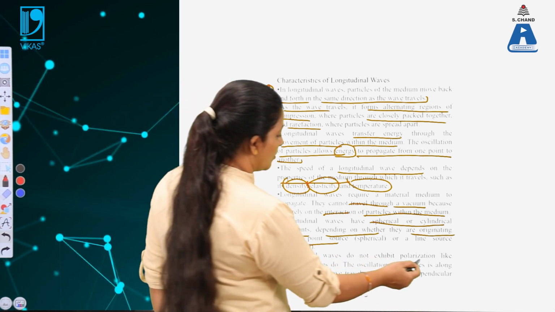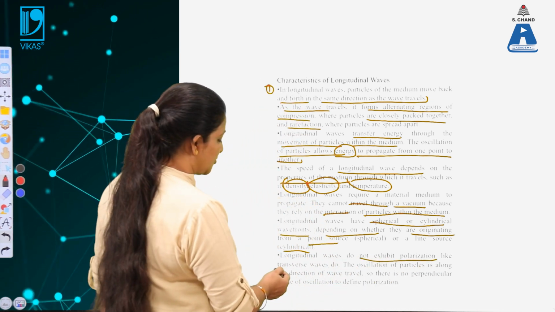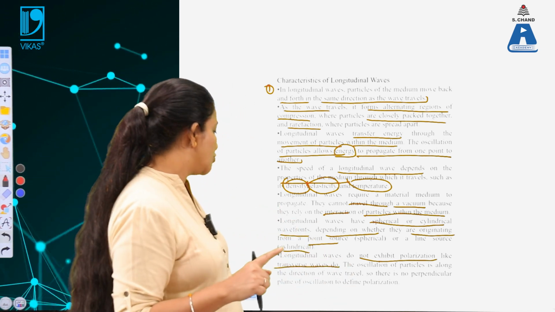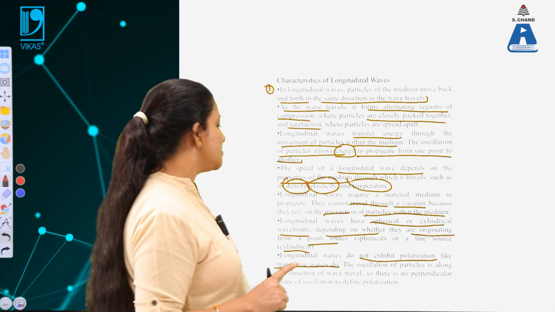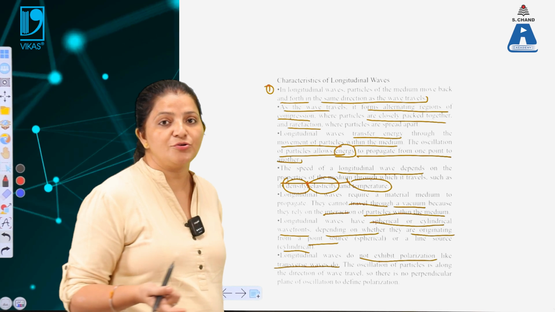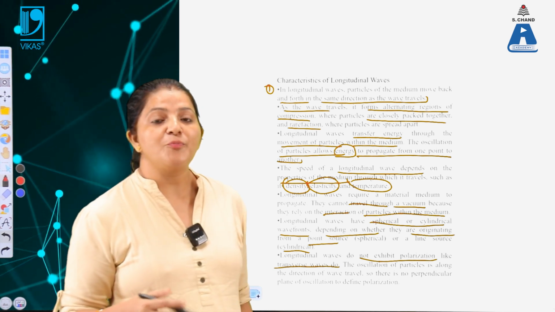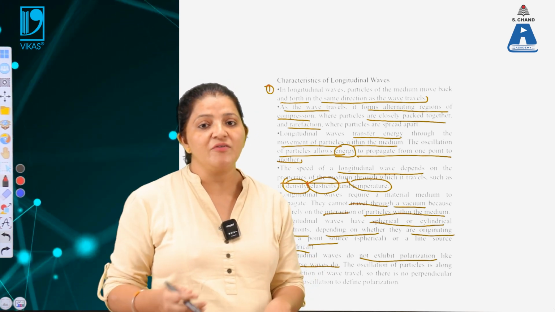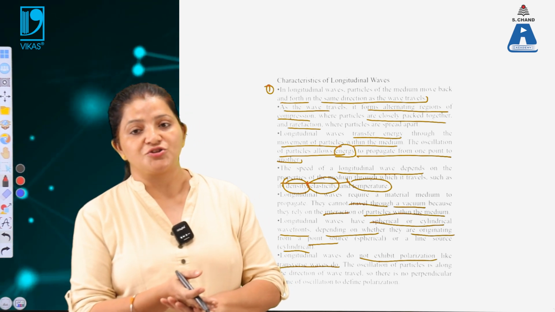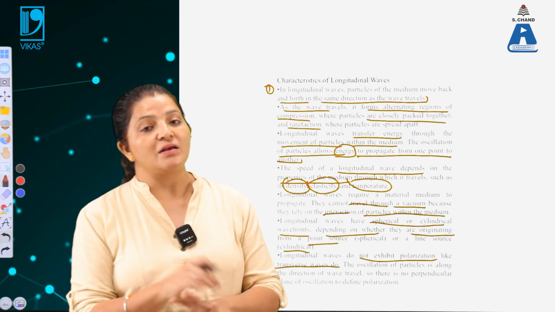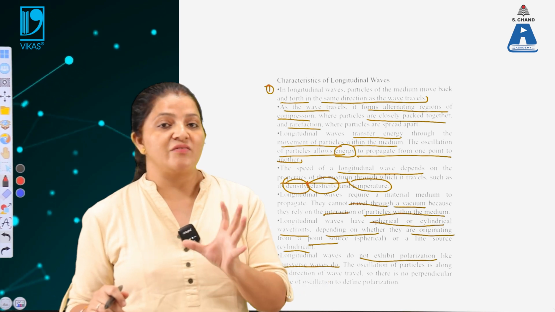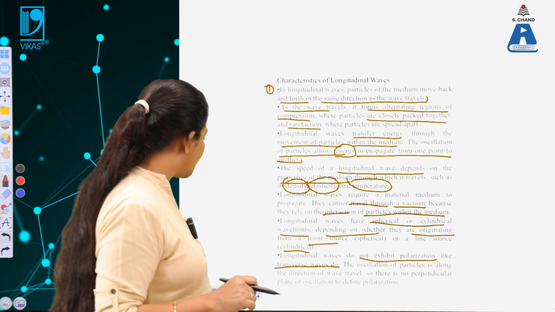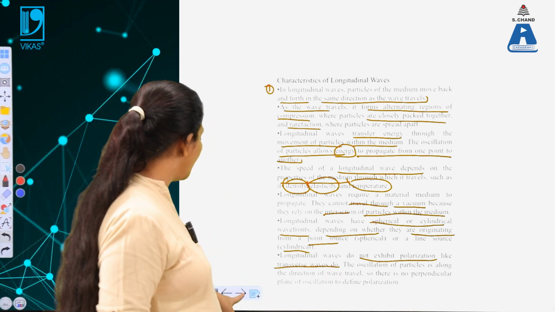Next, longitudinal waves do not exhibit the phenomenon of polarization, because polarization occurs only in transverse waves. Why do longitudinal waves not show polarization? Because for polarization to take place, the vibrations of the wave must be perpendicular to the direction of propagation. But in the longitudinal wave, the vibrations are in the same direction as the propagation. So that's why the phenomenon of polarization does not occur. So these are the characteristics of longitudinal waves.